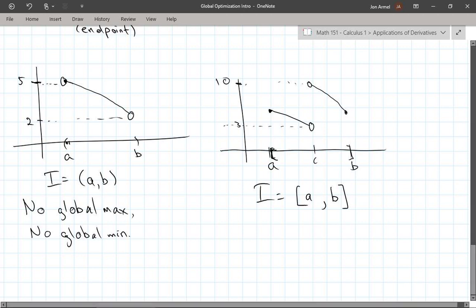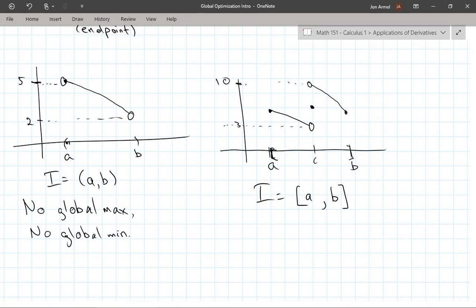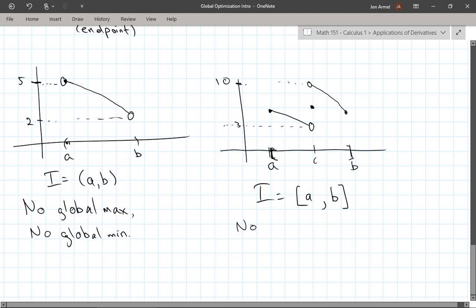Oh, sorry, we're supposed to be defined on the interval from a to b, aren't we? So let's put a dot there so that f of c is actually defined. But f of c is less than 10, right? And f of any number is less than 10, but 10 is not a maximum because it's not an actual function value. And 3 is not a minimum because it's not an actual function value. So again, we have no global max, and we have no global min.